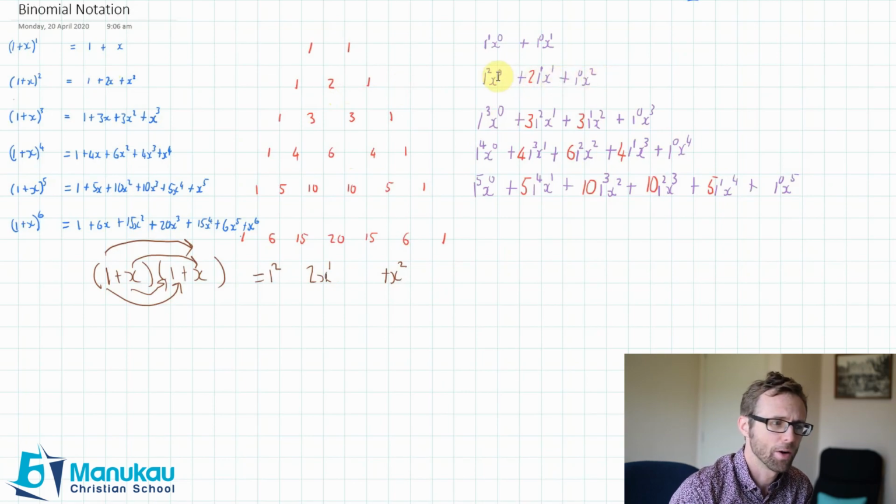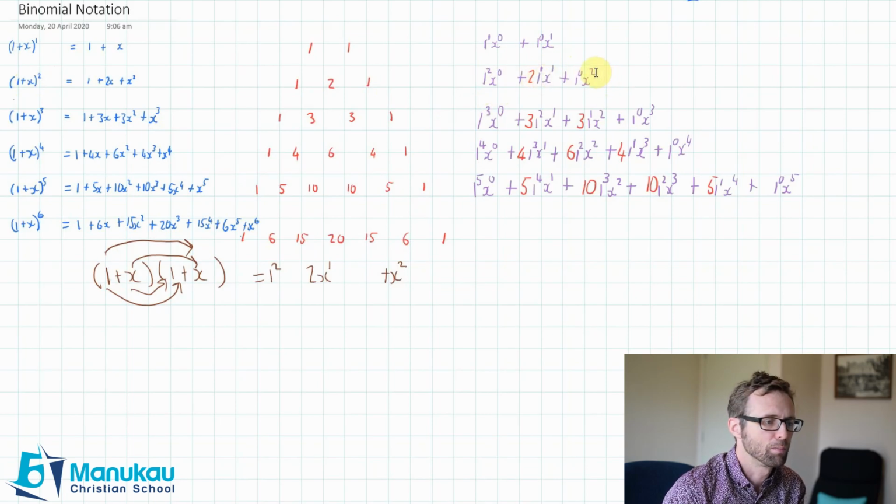Now what you can see is going on here is your first term is the number 1 raised to the highest power of the bracket, and then that one drops down 1 for each term until it gets to the power of 0. So 1 to the power of 2, 1 to the power of 1, 1 to the power of 0. And the x value, or your second term in the bracket, goes from the power of 0, 1, until you get to the power outside the bracket.